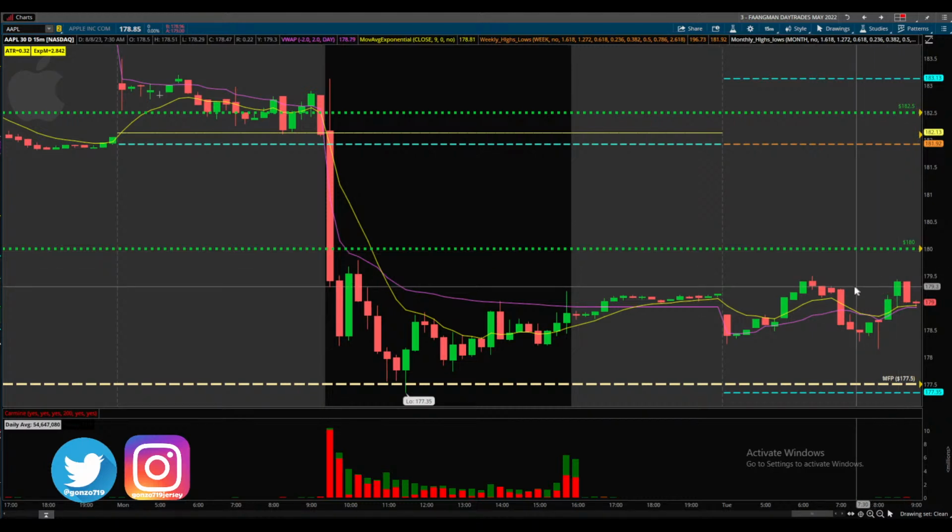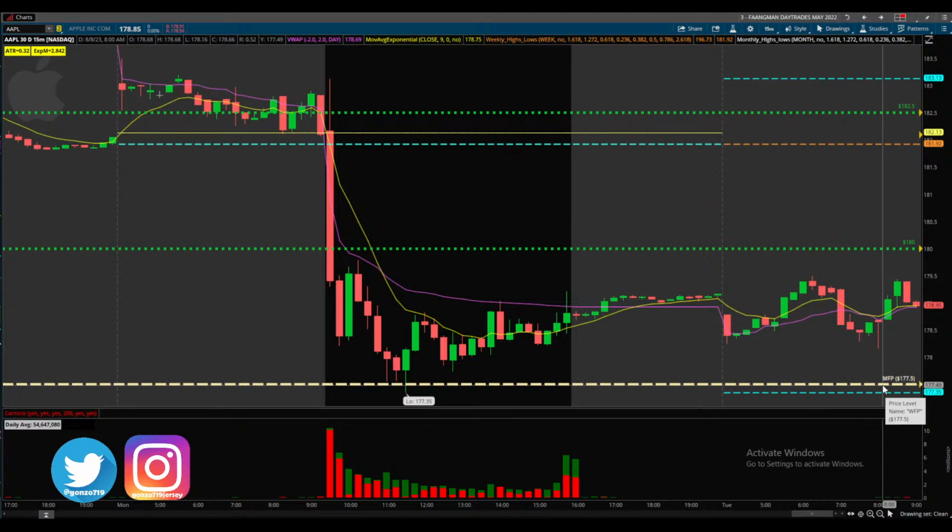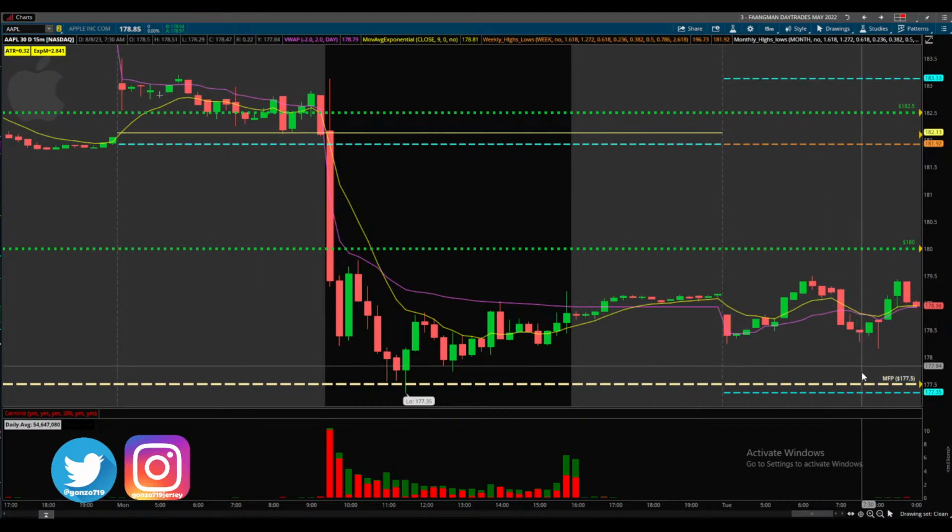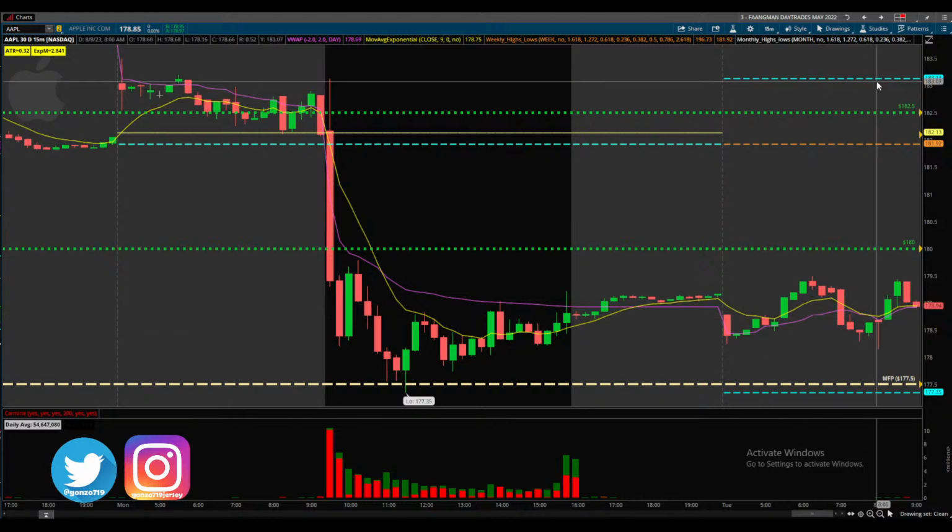Here's my plan for today for Apple. I only touch Apple if it goes here or here. See these blue lines? This is yesterday's daily high and low. We're in the middle of the range, towards the lower part, but that's not a lot of edge there.